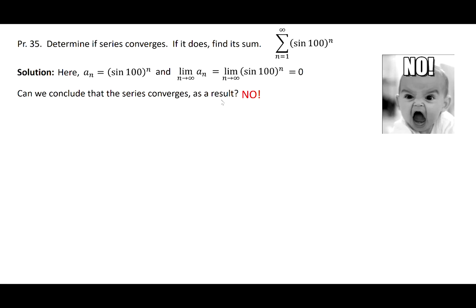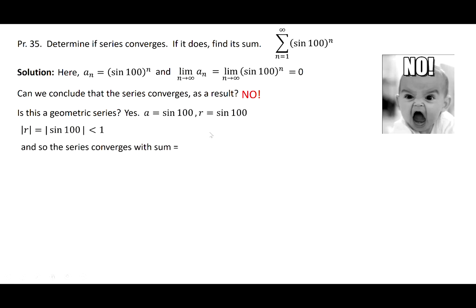So, no, you cannot conclude that. Limit of a sub n equals 0 does not mean the series converges. It may, but you cannot use that as an argument. However, we recognize this is a geometric series, and we also recognize absolute value of r is less than 1. Therefore, the series converges. And the sum would be sine of 100 over 1 minus sine of 100, whatever that is. We don't need to know the exact value. Cool? Next.